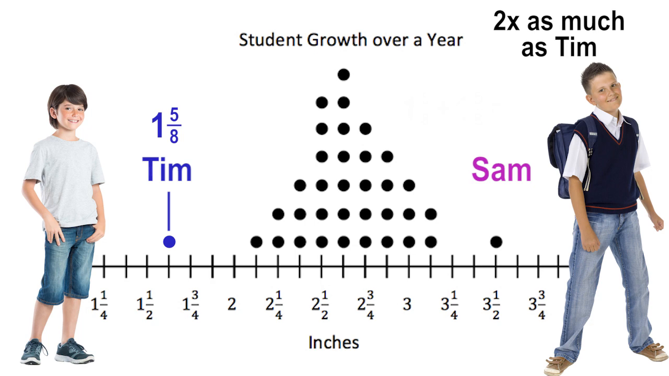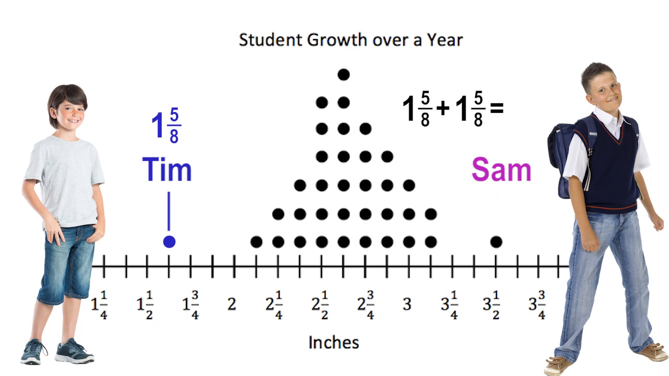Since we now know Tim grew 1 5/8 inches, we can calculate Sam's growth by multiplying 1 5/8 inches by 2, or by adding 1 5/8 inches to itself. 1 5/8 inches added to 1 5/8 inches is equivalent to 3 2/8 inches. The equivalent fraction would be 3 1/4 inches. Sam grew 3 1/4 inches. We can add Sam's growth to the line plot by looking at our line plot scale and adding a point in the correct position.